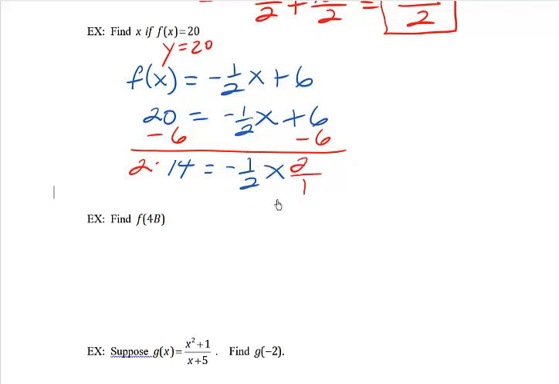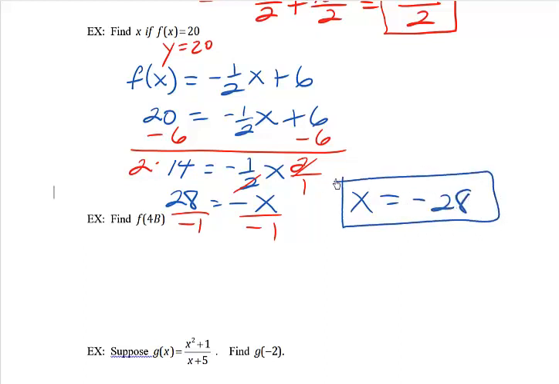On the right, those 2's are just going to cancel out. Now I have 28 equals -x. Divide both sides by -1, and I think I'm done. Looks like my final answer to the problem, x equals -28.